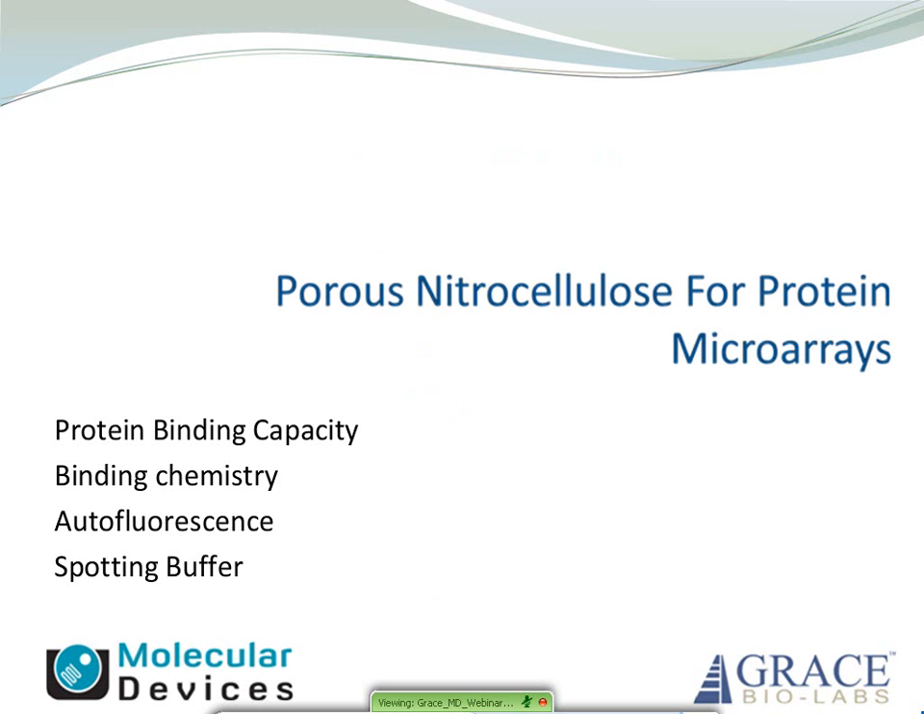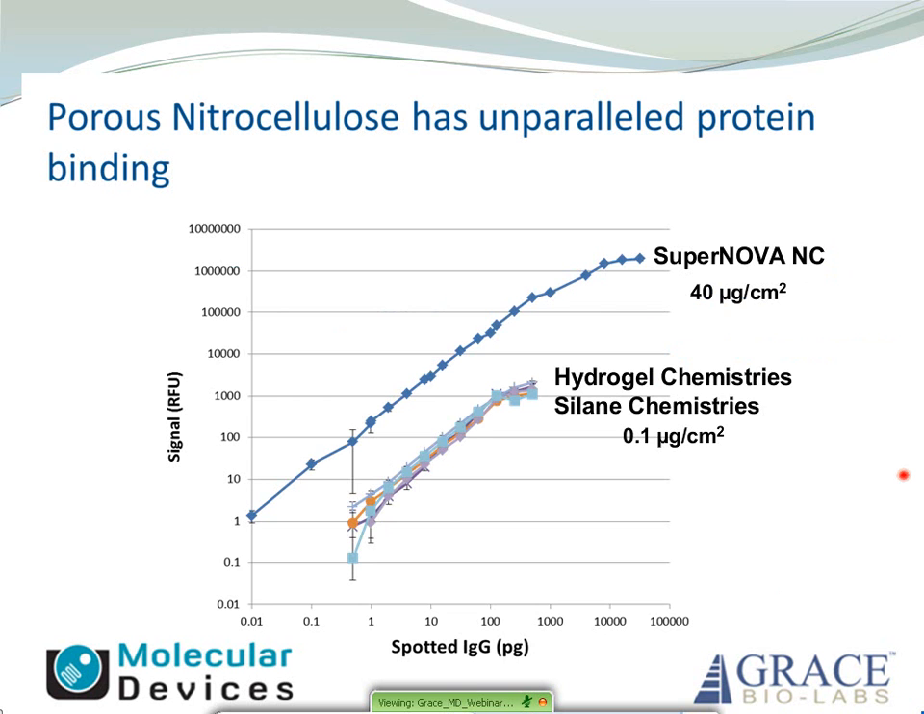So I want to take this discussion of binding surfaces further with some examples of how these parameters can affect your downstream data. I will use porous nitrocellulose as an example because its high protein binding capacity makes it ideal for many protein microarray applications. These data compare protein binding capacity for porous nitrocellulose film slides and other functionalized glass slides. Serial dilutions of IgG were spotted on each surface, as shown on the x-axis, and they were detected by fluorescence, shown here as relative fluorescence units on the y-axis.